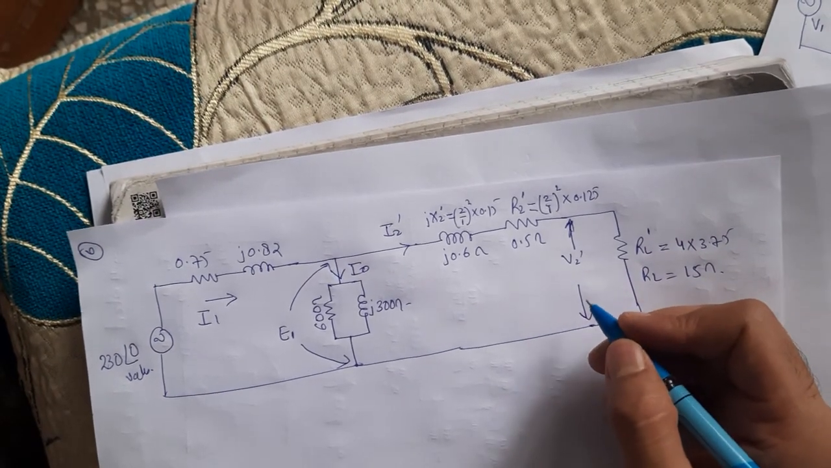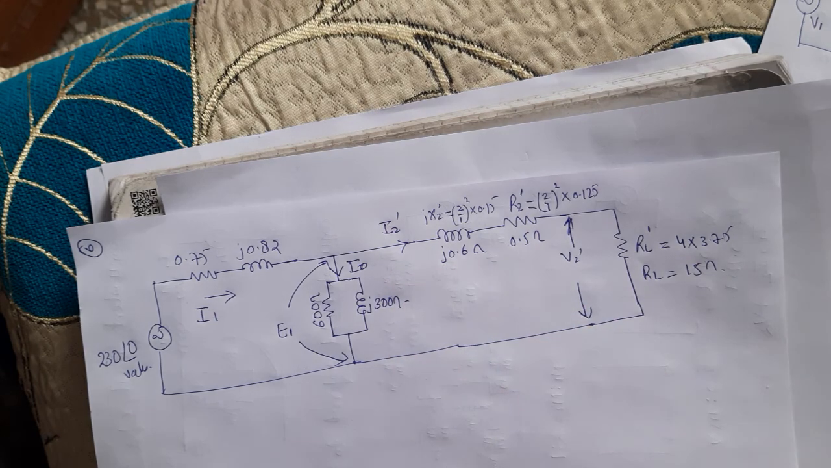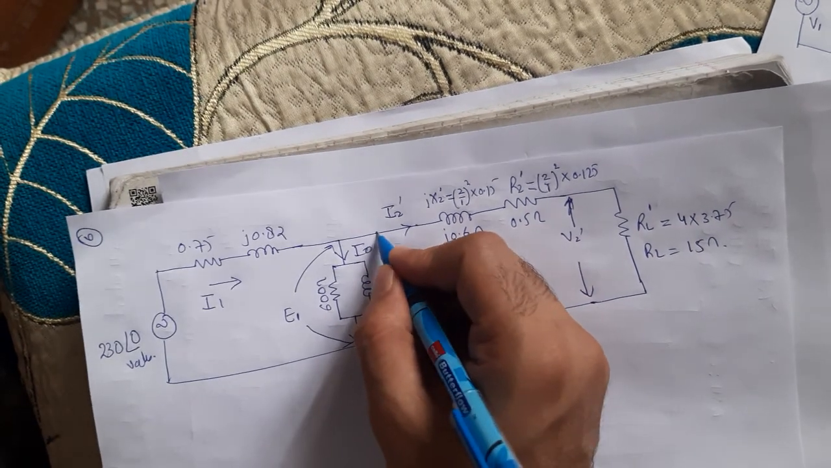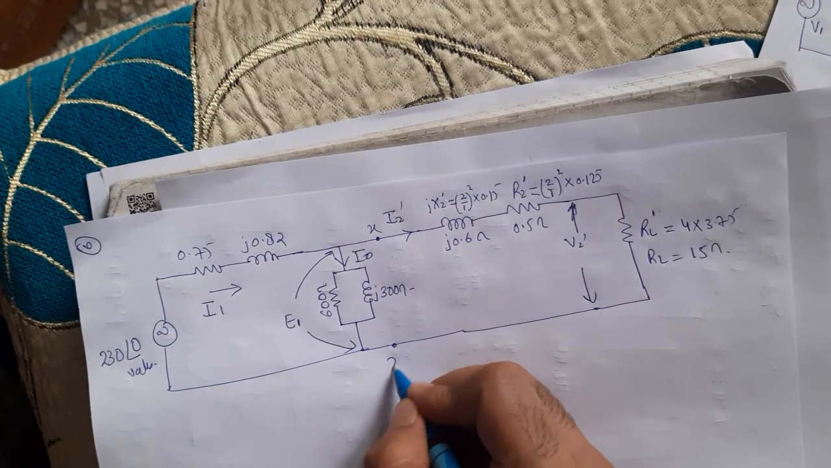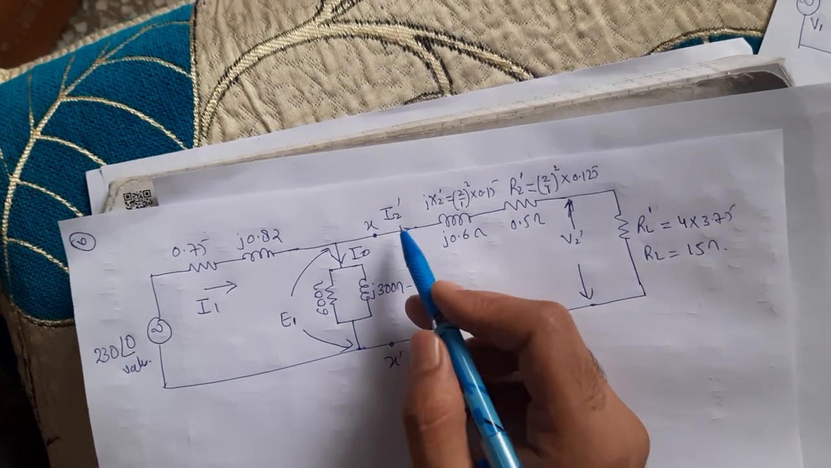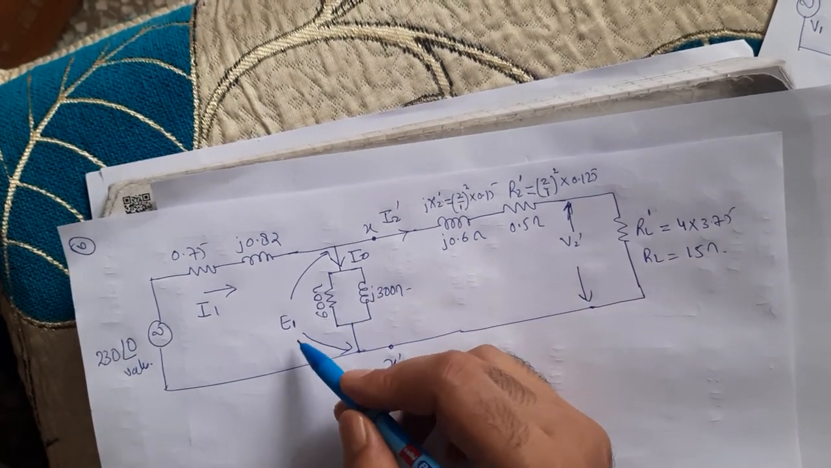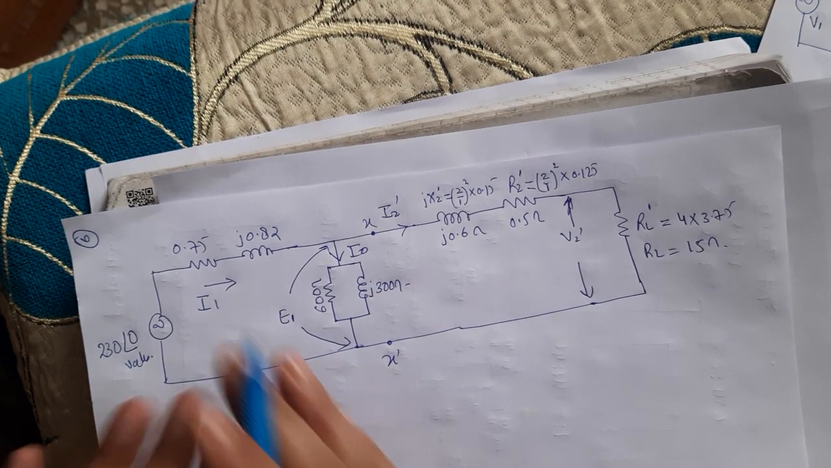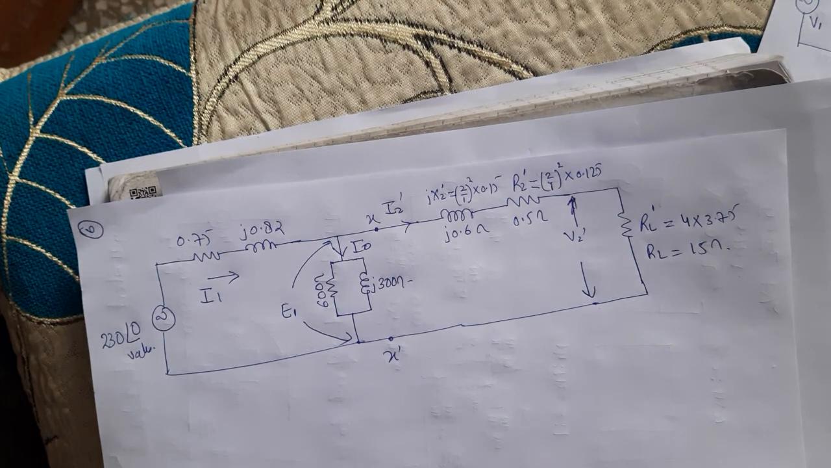So V2 dash, I2 dash. If you look, suppose I am saying this is X and this is X dash. So what do I have to calculate? I have to calculate V2, I2, I1, and E1. For solving this circuit, we will apply Thevenin theorem.